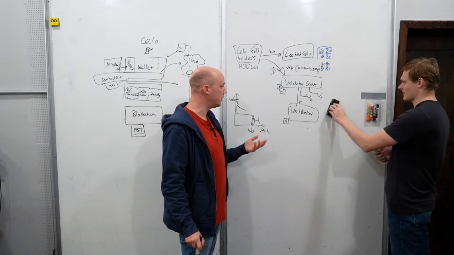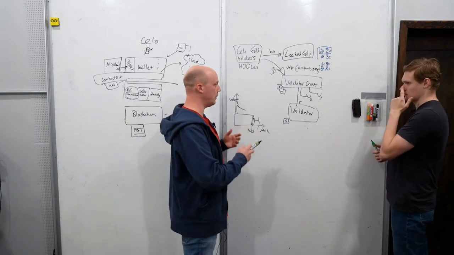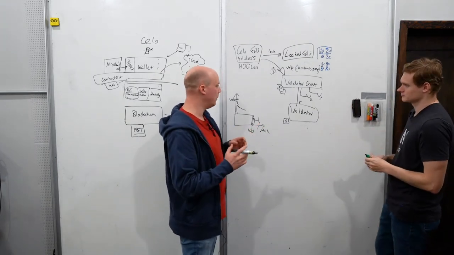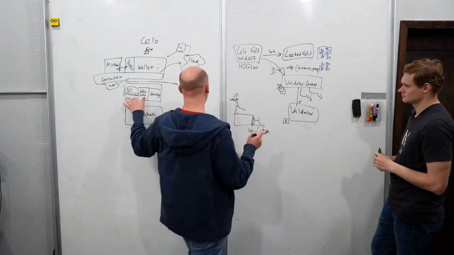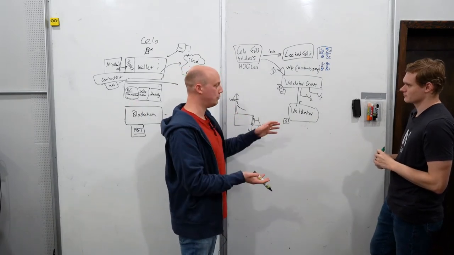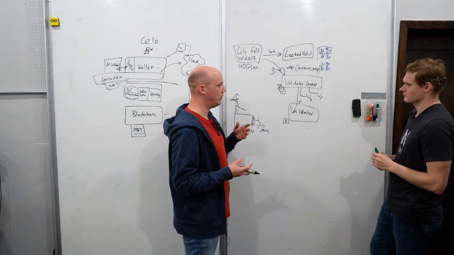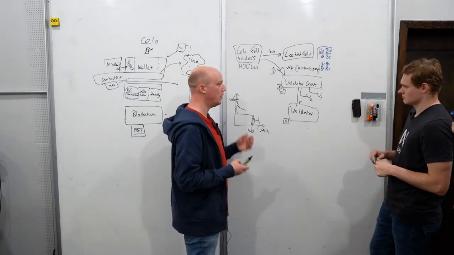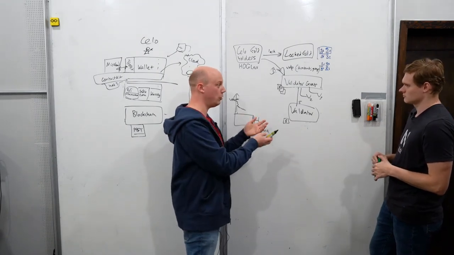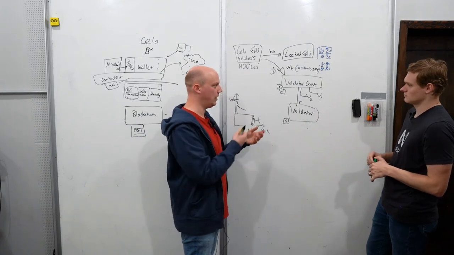If you have 10 gold locked, you can do 10 gold's worth of governance voting and 10 gold's worth of validator voting. And so that could be 4 to one group and 6 to another, or 10 to just one group. Or maybe like 3 and 2 and so on.